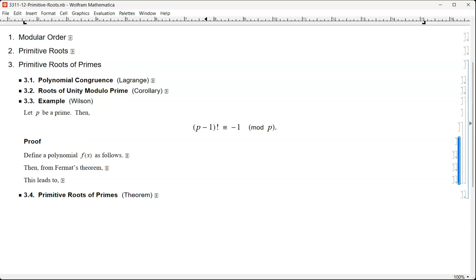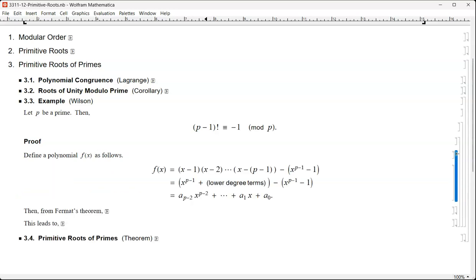Alright, we're going to use polynomial congruence, so we're going to define a certain polynomial cleverly. We'll define it like this: (x minus 1)(x minus 2)(x minus 3)(x minus 4) up to (x minus (p minus 1)), obviously for (p minus 1) factorial, and then subtracted by the Fermat polynomial, x to the p minus 1 power minus 1.